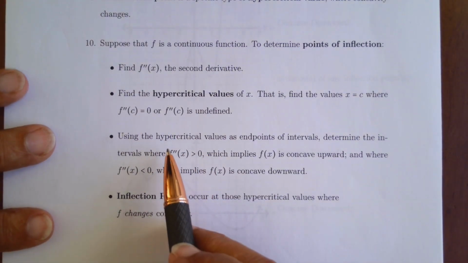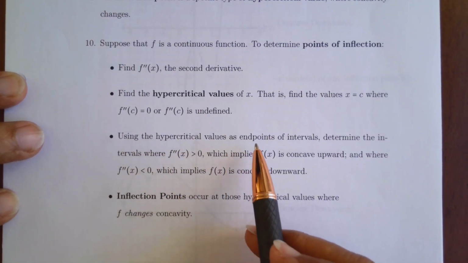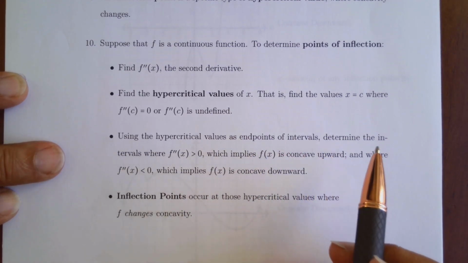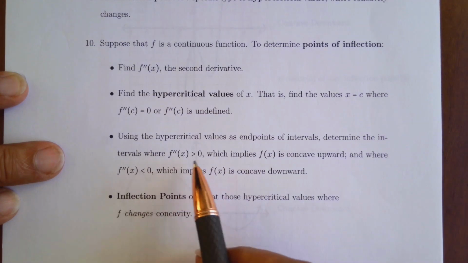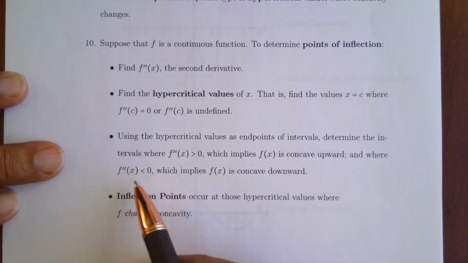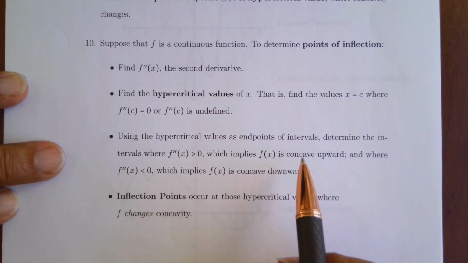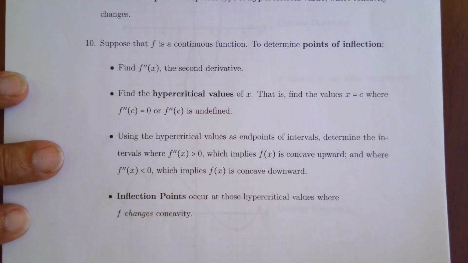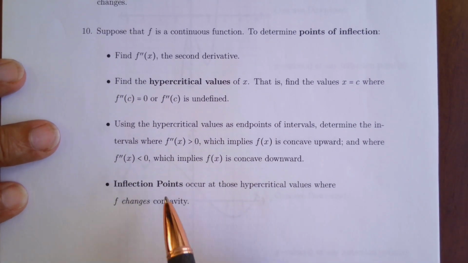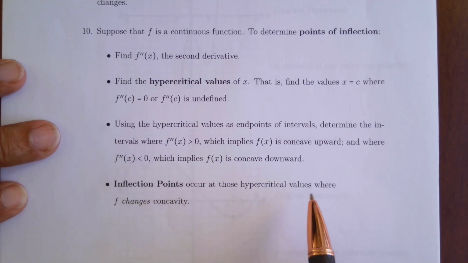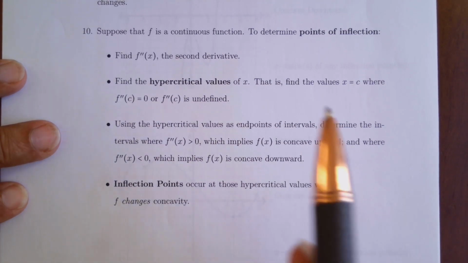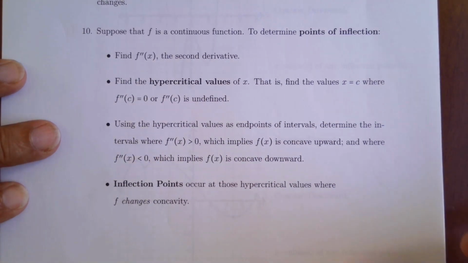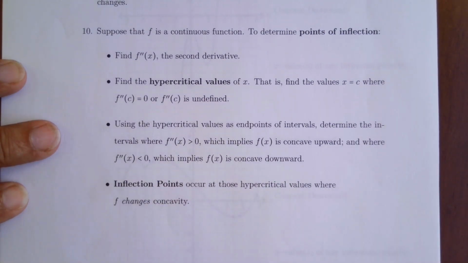Then, just like we did on the first derivative, we use the hypercritical values on a number line, and we determine where the second derivative is greater than 0 and where it is less than 0. That helps us figure out the intervals where we're concave up and concave down. When you're asked to list any points of inflection, those are where the hypercritical values change concavity from plus to minus or minus to plus. So it's very similar to what we did for max and min. This is good practice to make sure you understand test points and the number line and all that good kind of stuff.